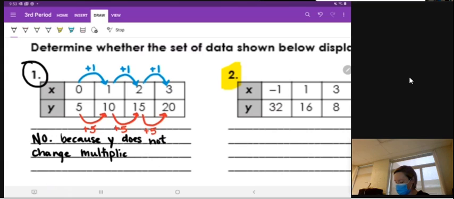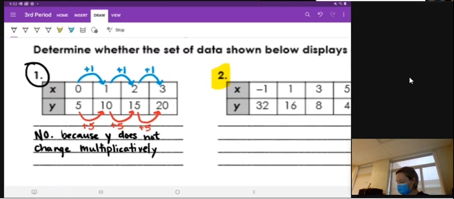There are so many ways we could describe this. You don't have to use the word multiplicatively. You could say something like, no, because y doesn't change using multiplication, or the pattern isn't using multiplication, something like that. But you need that word multiplication in there because that is exactly the pattern we're looking for, and we don't have that pattern. So it's as simple as that.